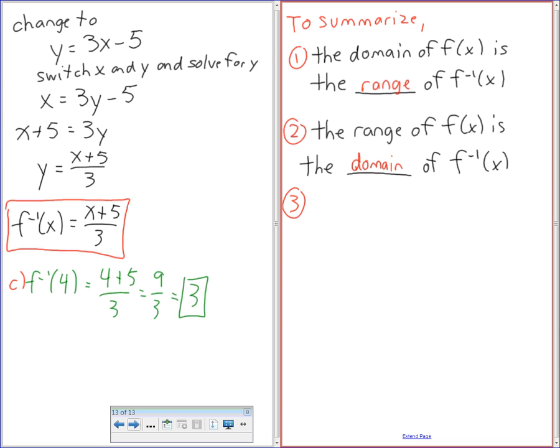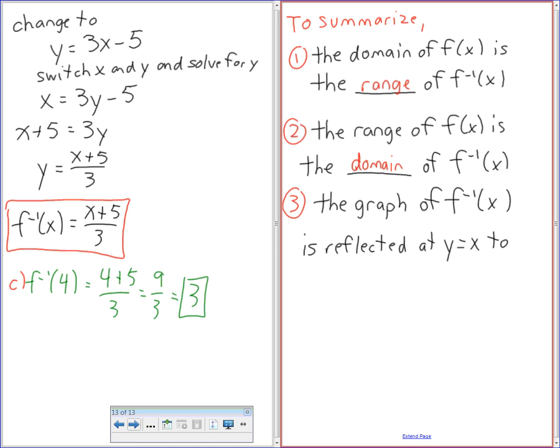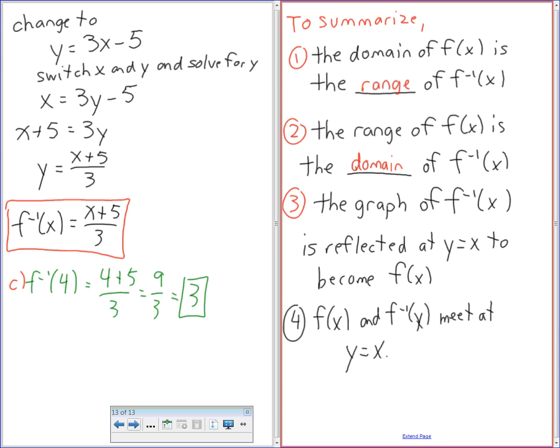Number 3. We'll say the graph of f inverse of x is reflected at y equals x to become the graph of f before. Okay, so those are the 4 big steps.